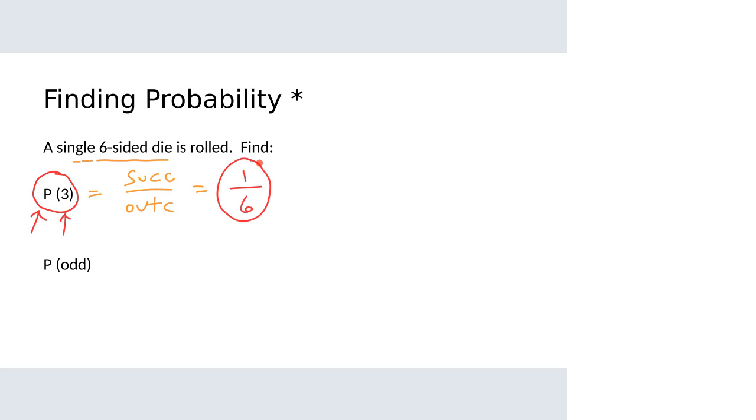And probability is successes over outcomes. Just as a quick little opportunity, that bottom one down there, I'm going to make a poll for. It says, what is the probability of getting an odd number? And we're still rolling a single six-sided die. And then my question to you here is, what is the probability of getting an odd number?